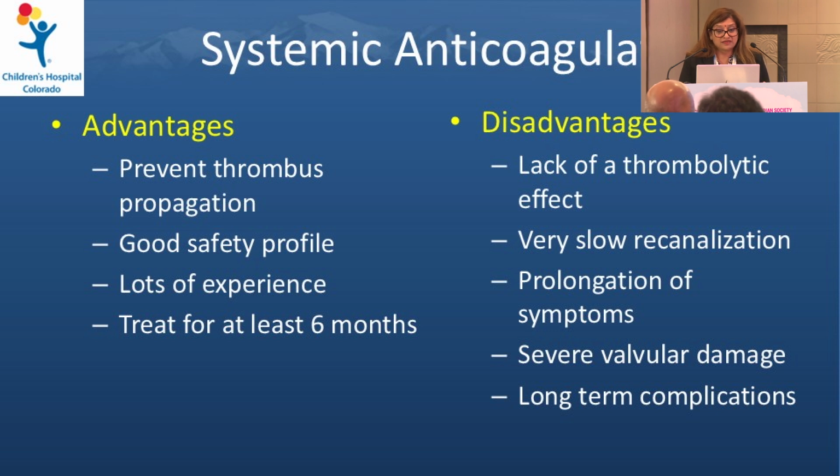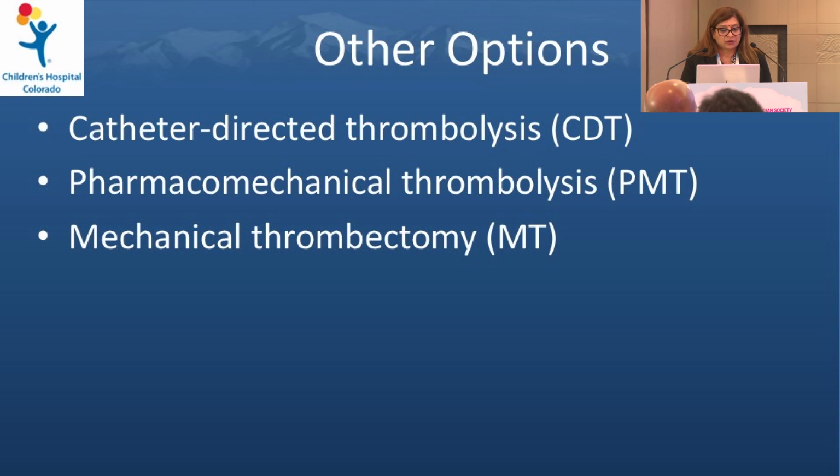And a lot of that is the fact that when we have thrombus there, it takes a while for that to clear. The longer it takes to clear, the more damage that actually happens to the veins. So what are our other options? So these would be catheter-directed thrombolysis, pharmacomechanical thrombolysis, and then mechanical thrombectomy, other means of intervention.